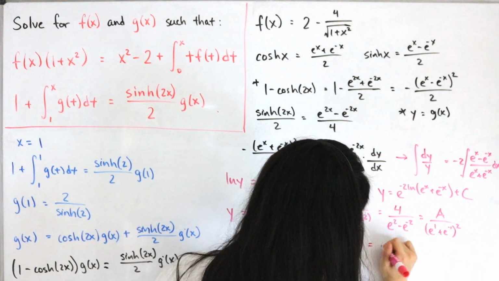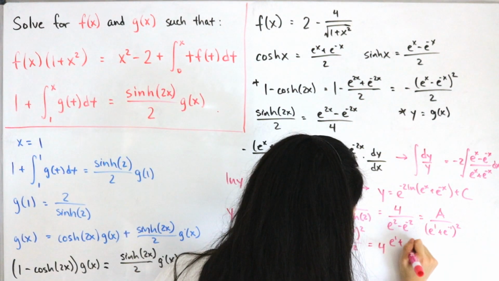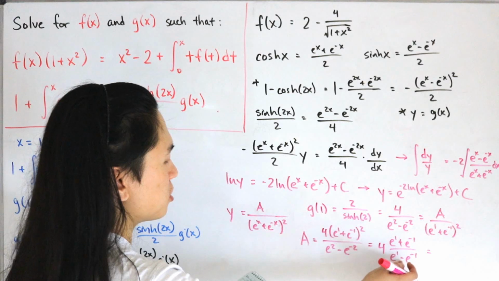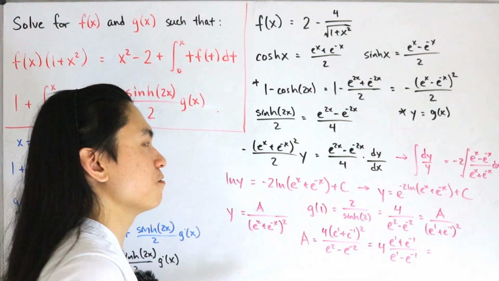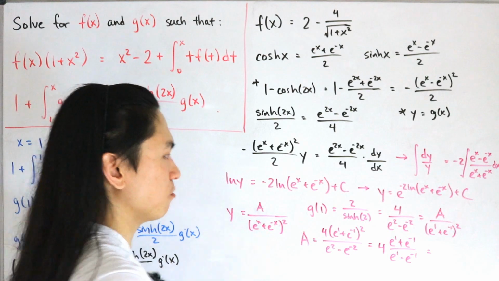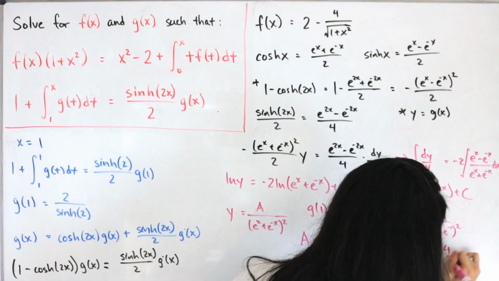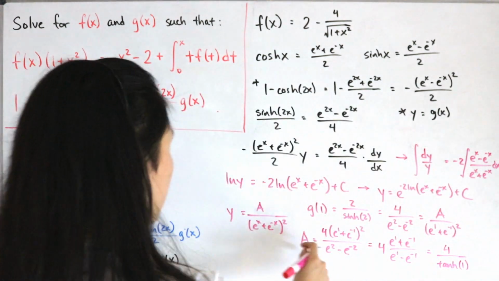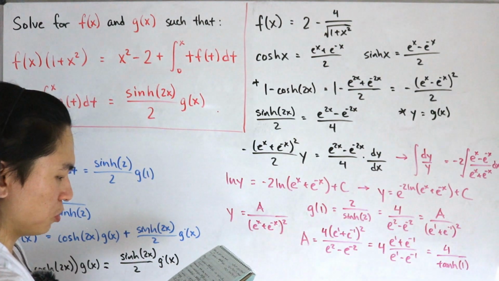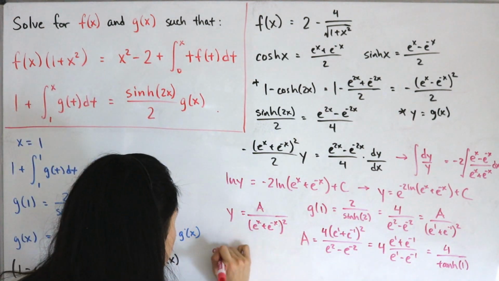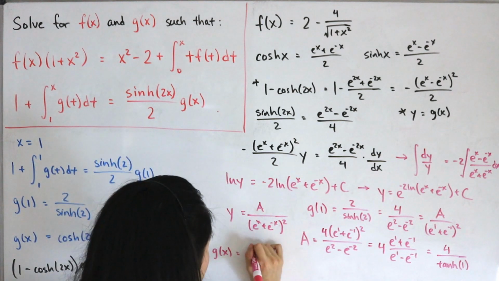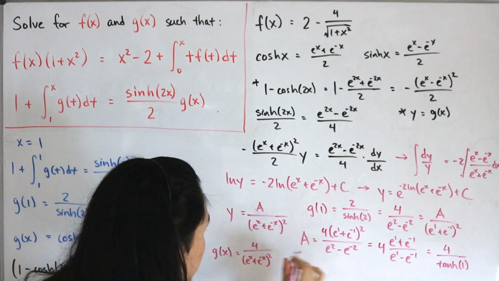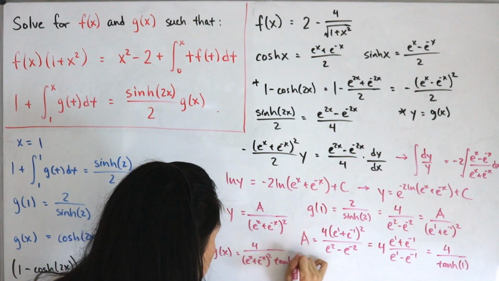So now that just leaves us with 4 multiplied by (e to the power 1 plus e to the negative 1) divided by (e to the power 1 minus e to the negative 1). By definition, this is the hyperbolic tangent formula evaluated at 1, so that yields 4 divided by the hyperbolic tangent evaluated at 1. So that is our constant a. Now we put this back together, so g of x is equal to 4 divided by (e to the x plus e to the negative x) squared, multiplied by the hyperbolic tangent at 1.